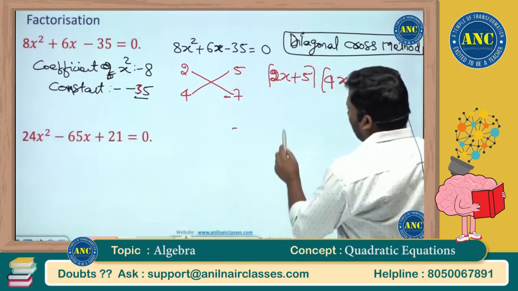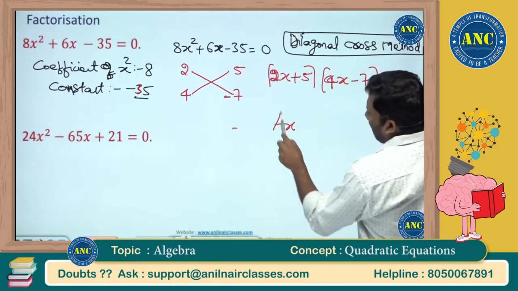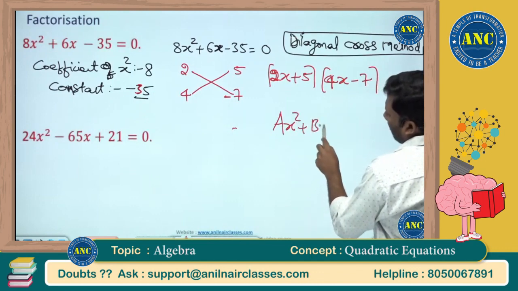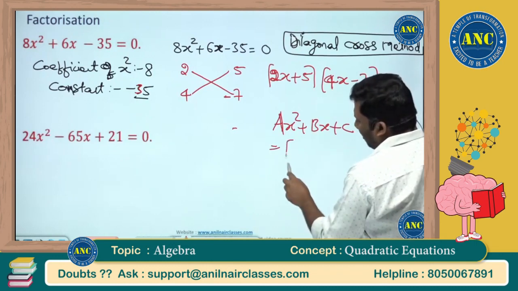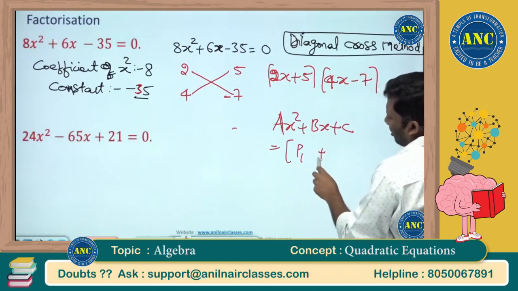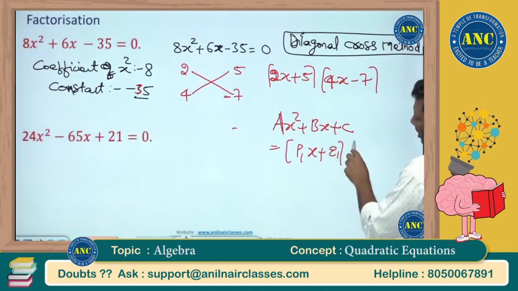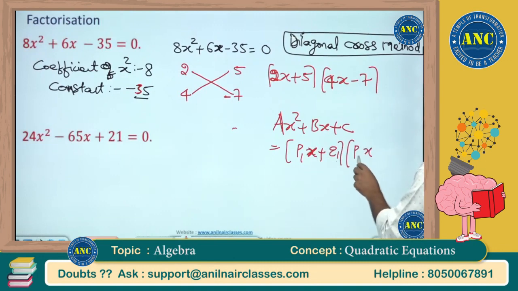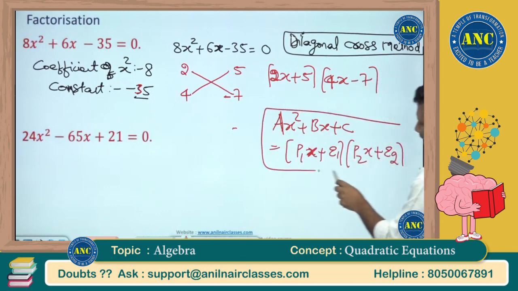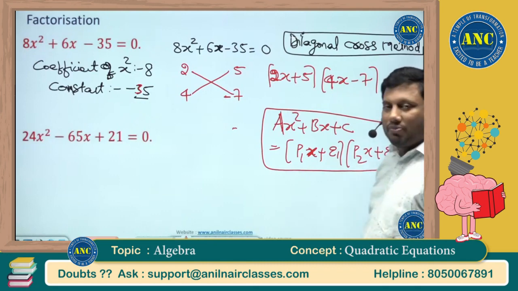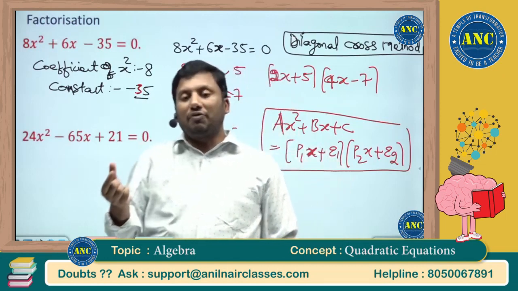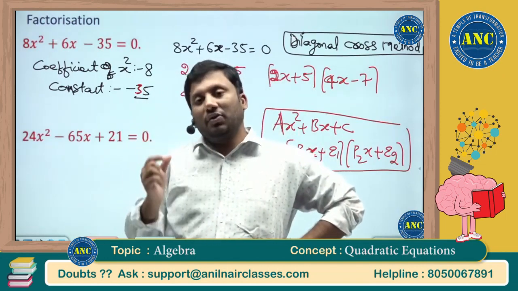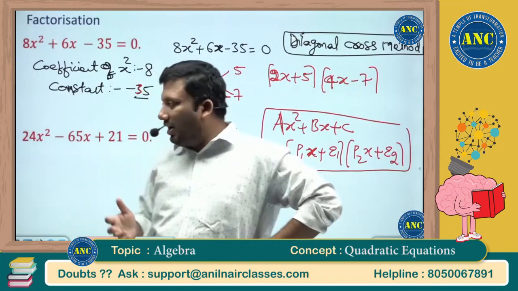What is very, very important is that it is a quadratic expression, ax square plus bx plus c. This can be written as a product of two linear functions: p1x plus q1 into p2x plus q2. Any quadratic expression can be written as a product of two linear functions. Any cubic expression can be written as a product of three linear functions.